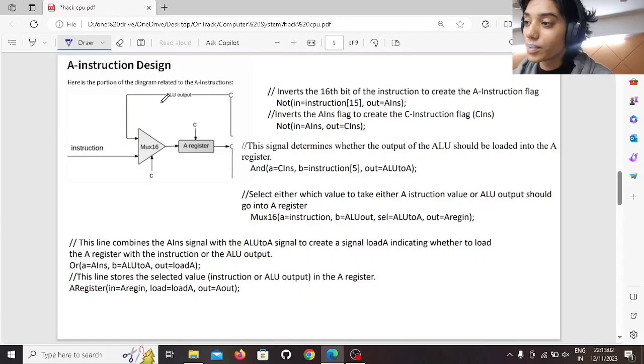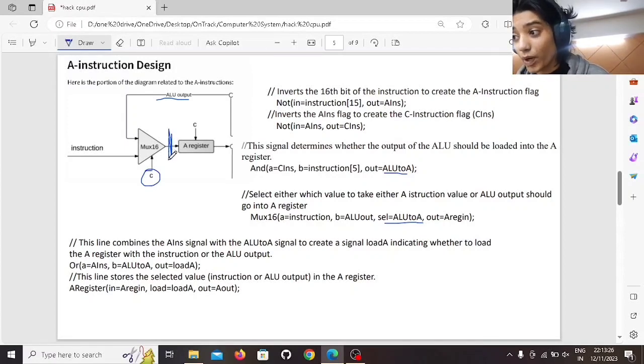If we look closely into the diagram, we have an ALU output which is serving as the input for the mux, and we have an instruction over here. Now this depends on this output. The selection pin depends on the ALU to A, which is given by the AND over here. So after the selection, we reach this point.